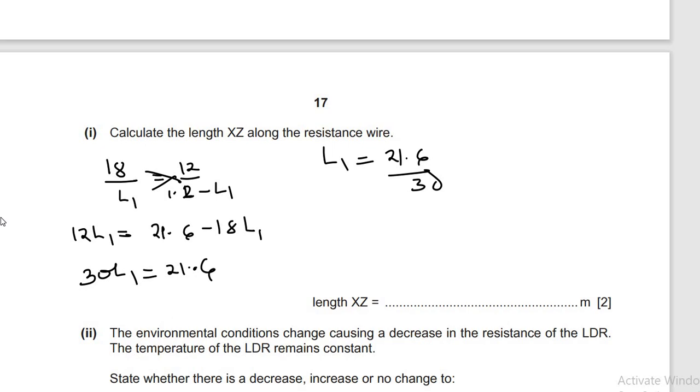15 times 1.2 divided by 30 is 0.72. So the length SZ, which is L1, is 0.72.